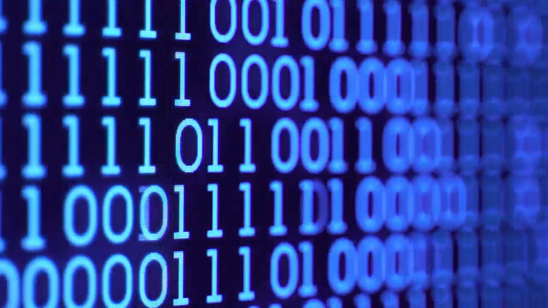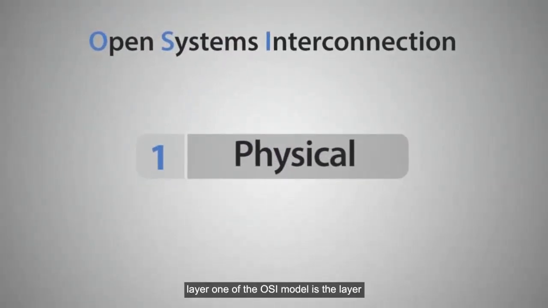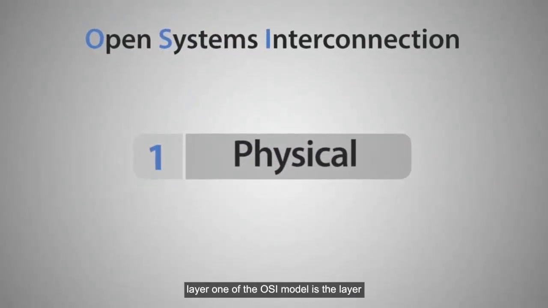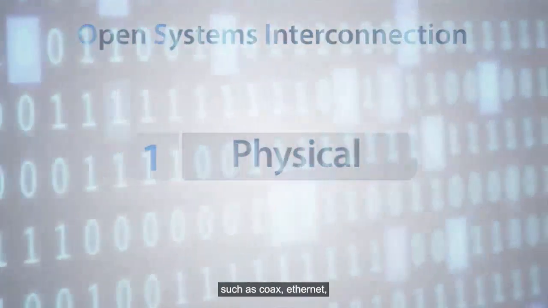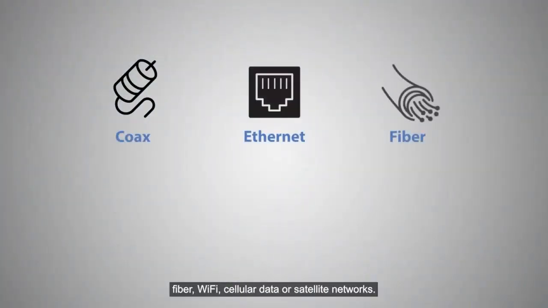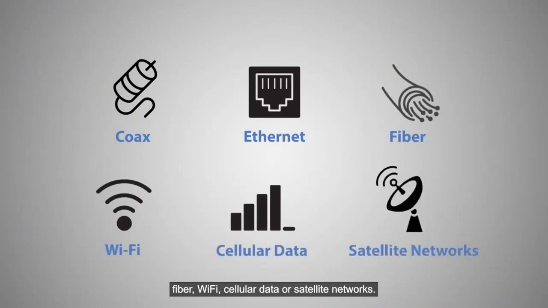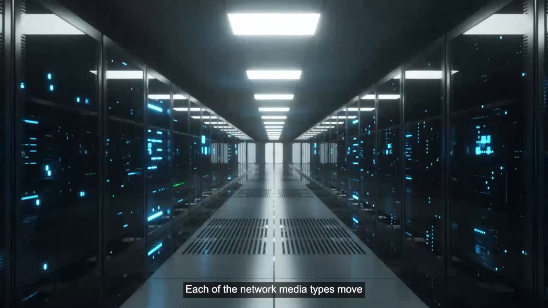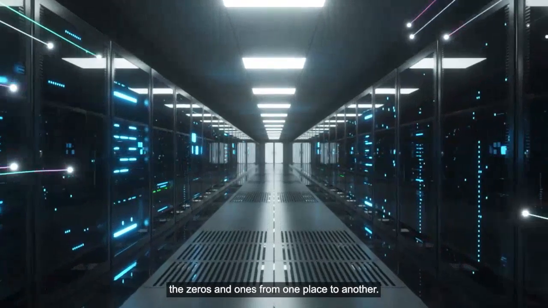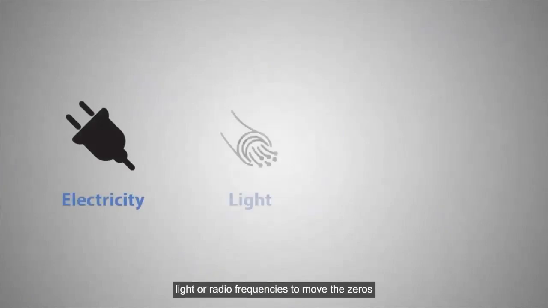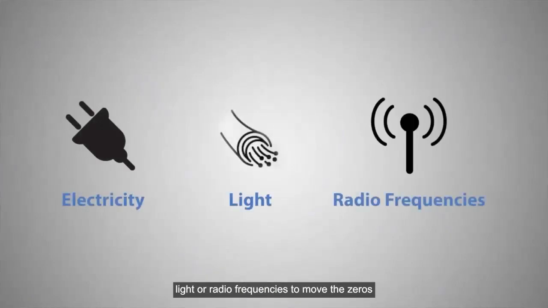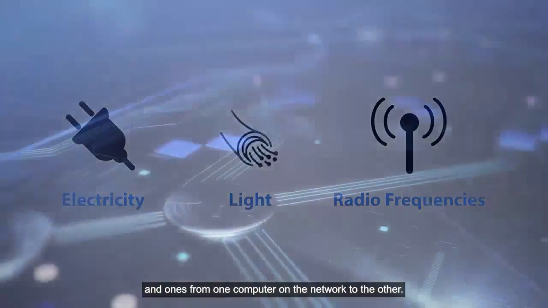That's it. If you'll recall, Layer 1 of the OSI model is the layer where the binary bits of zeros and ones cross any network medium, such as coax, Ethernet, fiber, Wi-Fi, cellular data, or satellite networks. Each of the network media types move the zeros and ones from one place to another. This is the physical layer. It uses either electricity, light, or radio frequencies to move the zeros and ones from one computer on the network to the other.